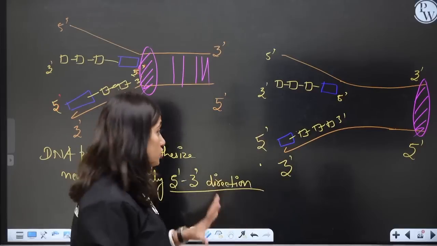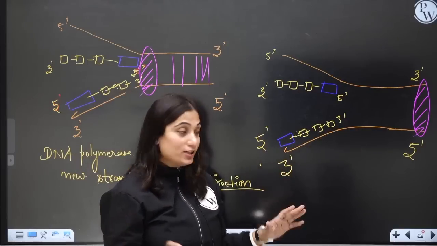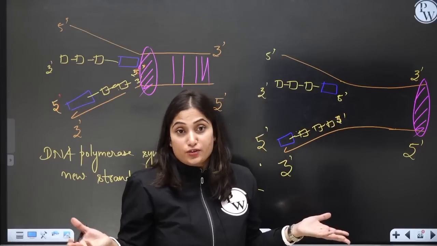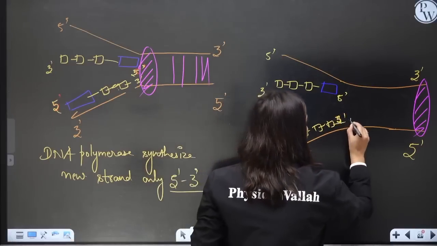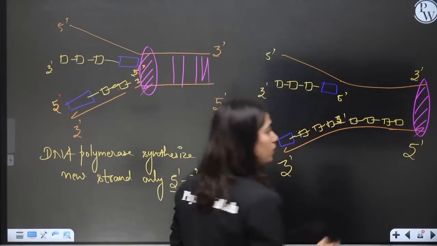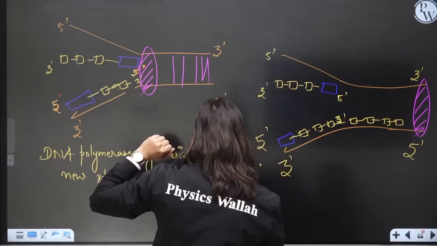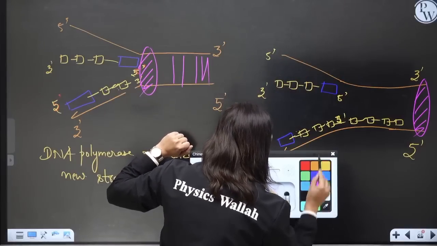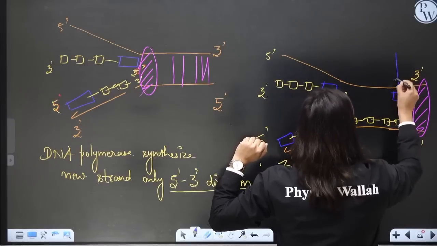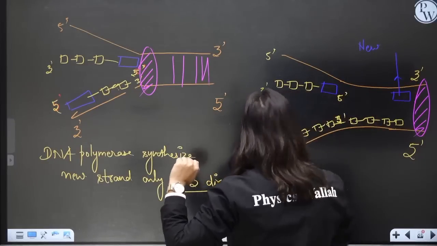Okay, so this strand will face no problem because it is going in the direction 5' to 3', the same direction as the DNA polymerase. So the work on this strand will be continued. But on this strand, we will have to provide a new RNA primer.